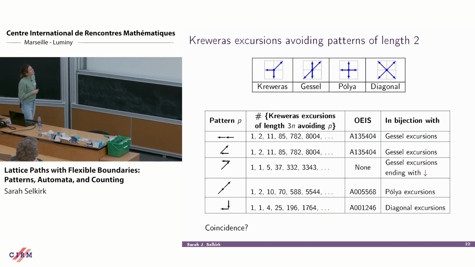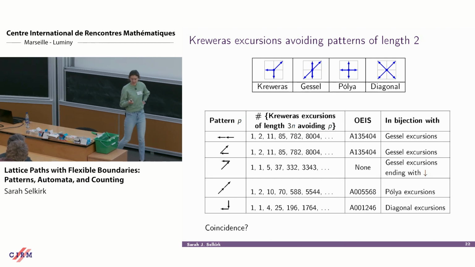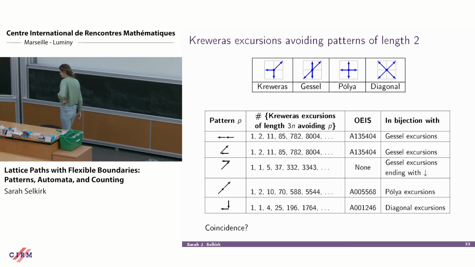Good. So now what about the other patterns? Just looking at patterns of length 2 up to symmetries in quarter plane walks, it's actually a little bit surprising that nothing awful truly happens. We've already discussed west-west and west-northeast, and these result in Gessel excursions. Northeast-west, we get Gessel excursions which end with a down step. And then northeast-northeast, Kreweras excursions, south-west, diagonal excursions. The definitions or the step sets for these are given here. They're all existing in the quarter plane.